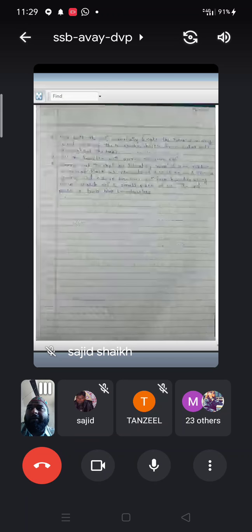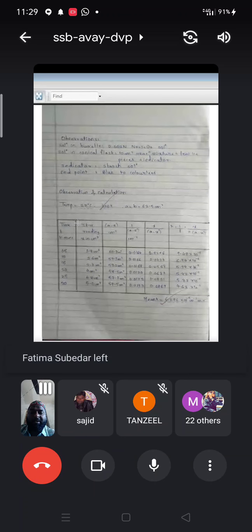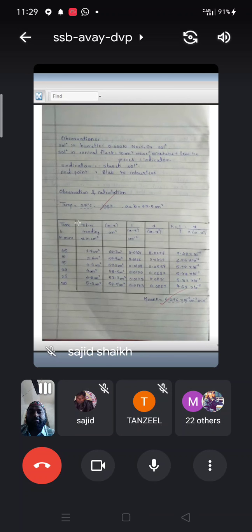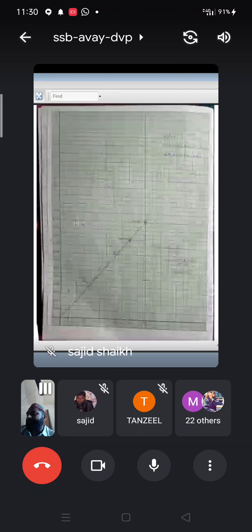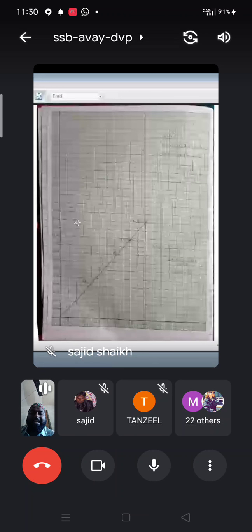And similarly we will prepare the observation table, the same as earlier. We will note the titer reading for 5, 10, 15, 20, 25 and 30 minutes. After noting the reading, you will calculate a minus x, 1 upon a minus x, x upon a minus x, then you will calculate the rate constant.